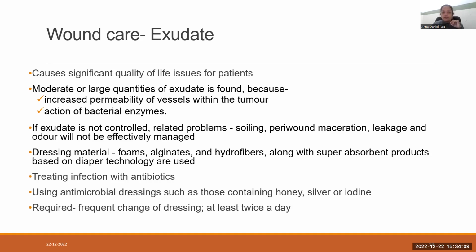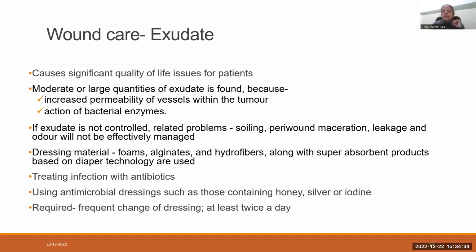Infection always should be treated with the help of antibiotics. Okay, even honey and use of silver and iodine is also useful. They also have antimicrobial properties, so they also help in curtailing the infection. Okay, so this is very essential.